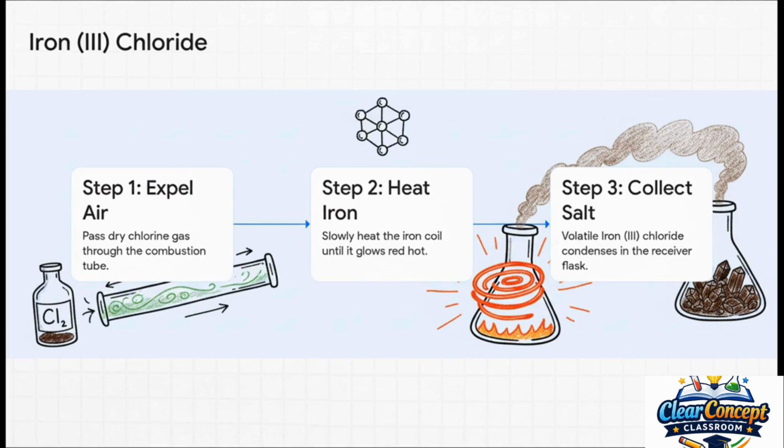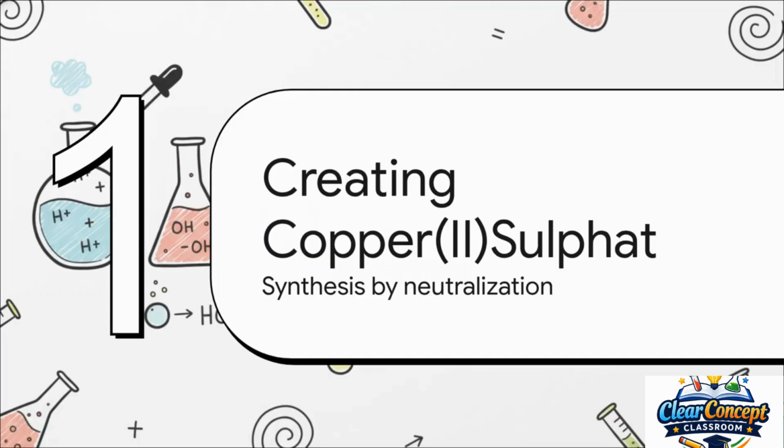Third, the iron(III) chloride that forms is volatile, so it turns into a gas, flows down into the cool collection flask, and then condenses back into solid brownish-black crystals. And just like that, you've made a salt from its raw elements. But here's the thing in chemistry. You can't make every salt the same way. So for our next one, the beautiful blue crystals of copper(II) sulfate, we need a completely different method.